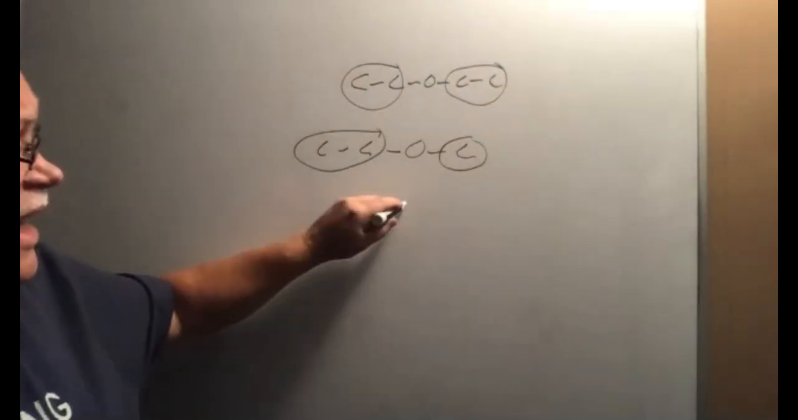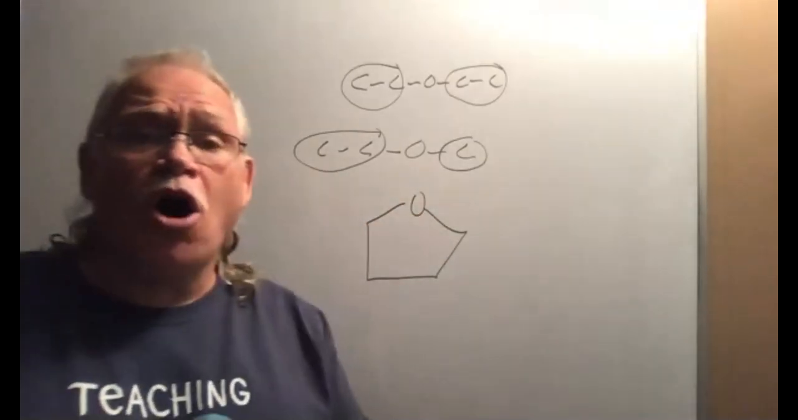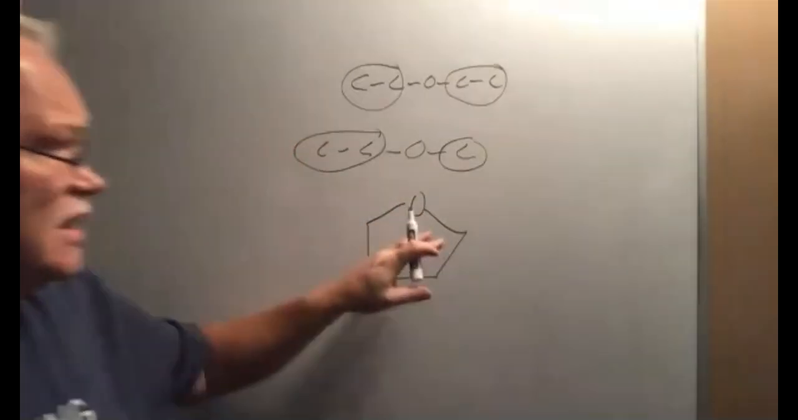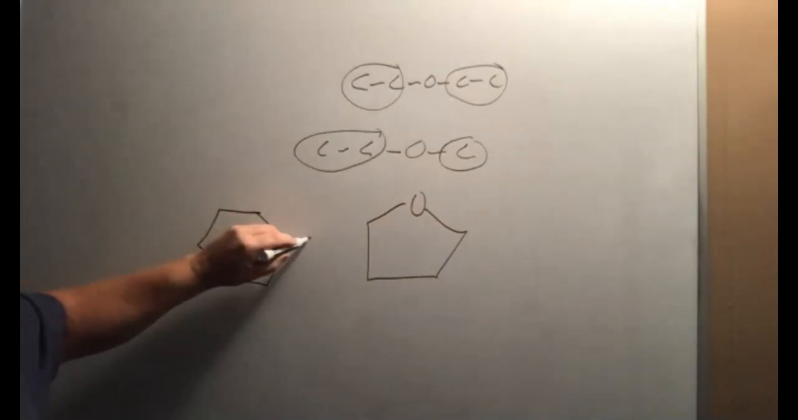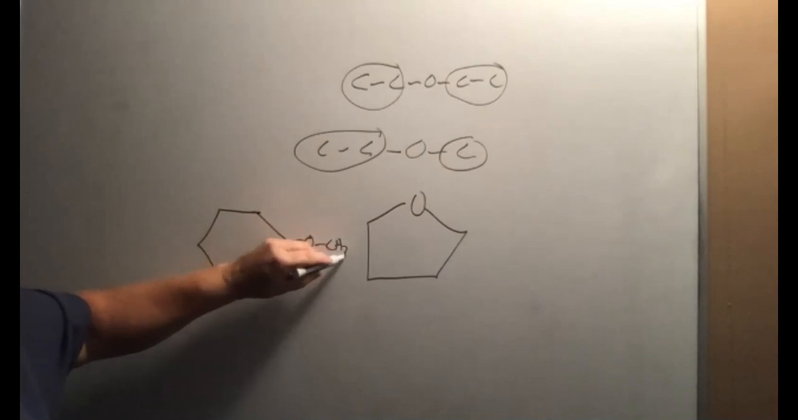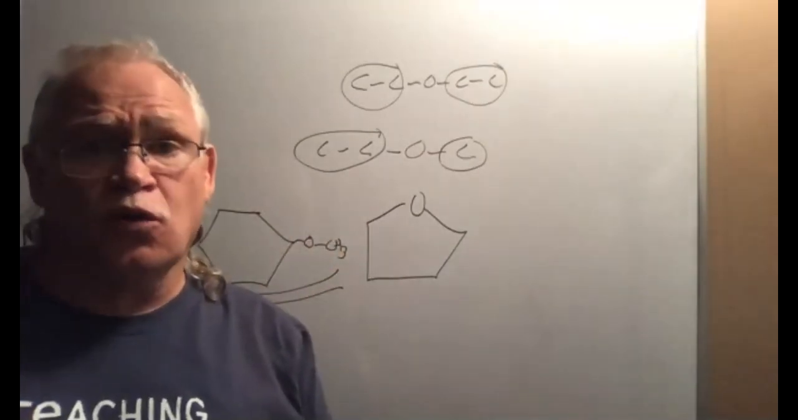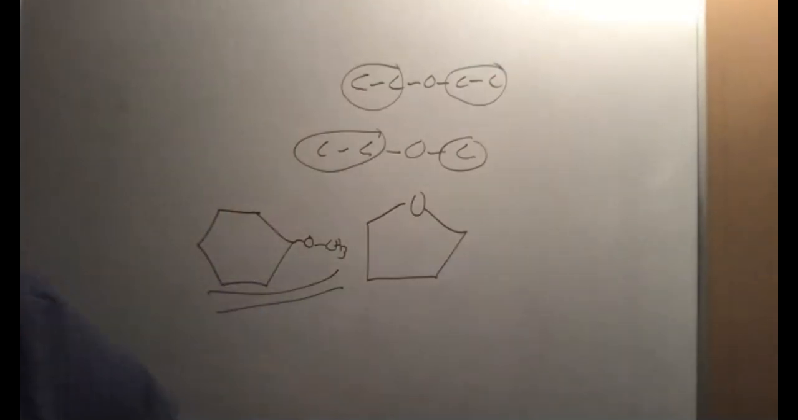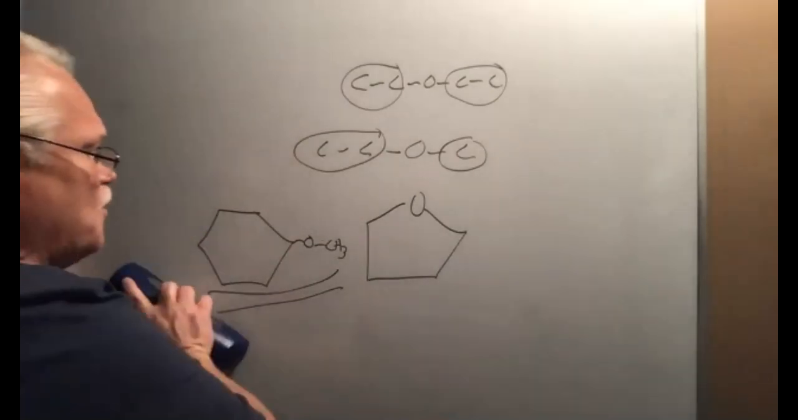Now a cyclic ether, listen carefully, has the oxygen as part of the ring. This is a cyclic ether. This is not a cyclic ether. Notice the oxygen is there, there's a ring there, but the oxygen is not part of the ring. And being able to identify ethers as cyclic ethers, symmetrical or unsymmetrical, is going to help us as we learn to name them and learn the few reactions that ethers undergo.